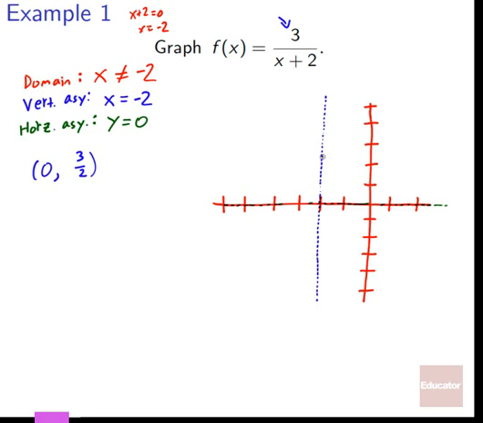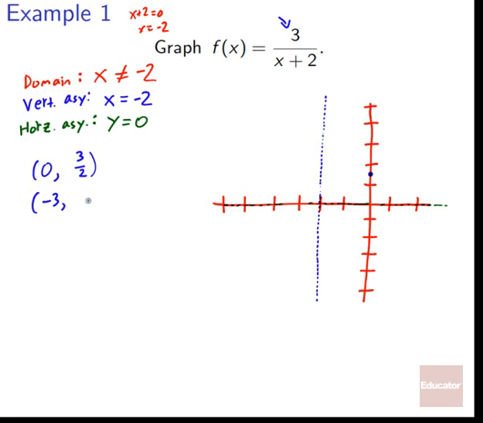So we have (0, 3/2), we're right here. Now, we probably want some more points. That's not quite enough information, so let's try some points. Let's go just one to the left of our vertical asymptote. So let's try out -3.